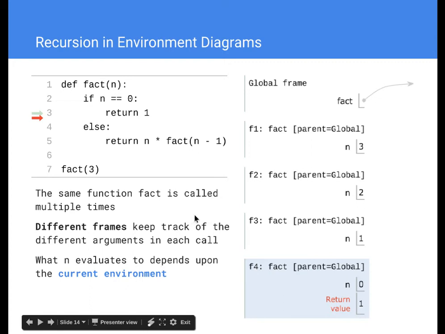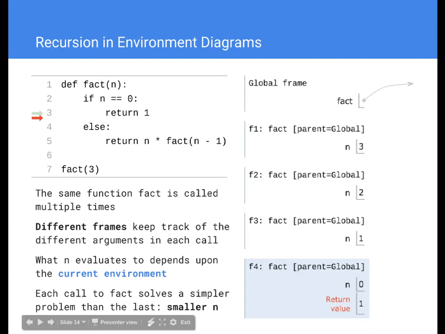And lastly, each call to fact solves a simpler problem than the last because it's solving a smaller N. So I started with fact 3, then I looked at fact 2. Each time I got closer and closer to the base case. All right, so if we just rephrase that really quickly.